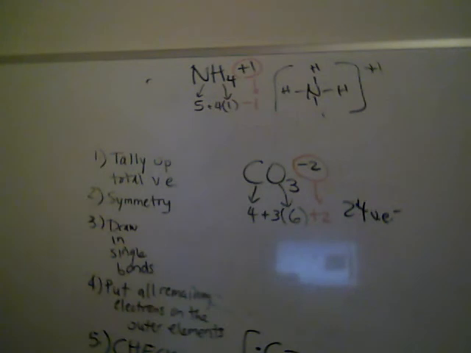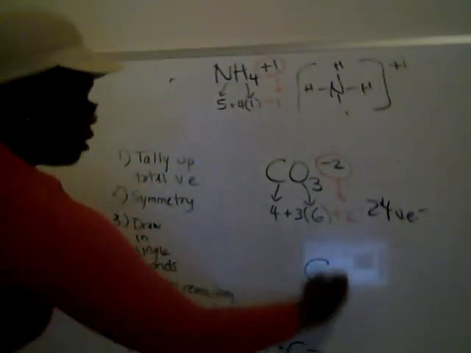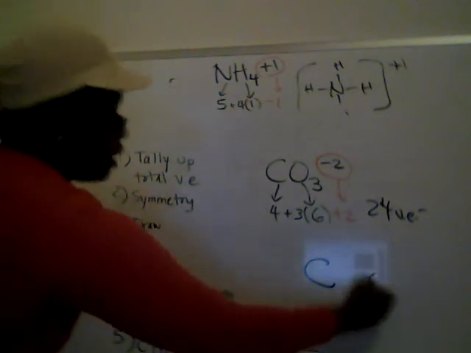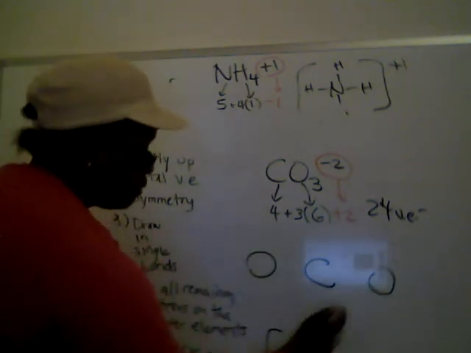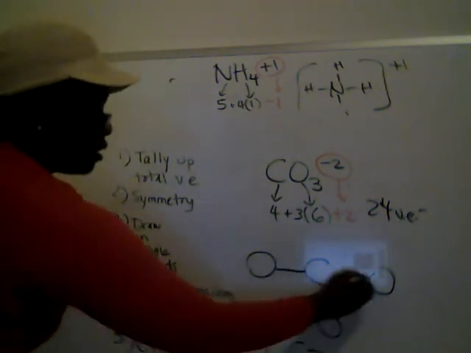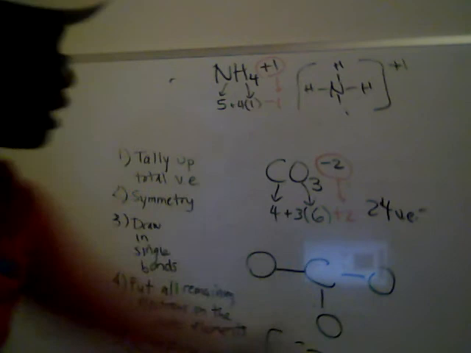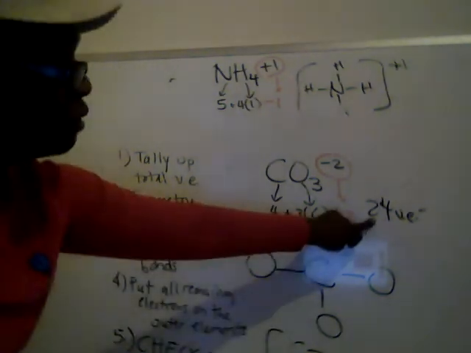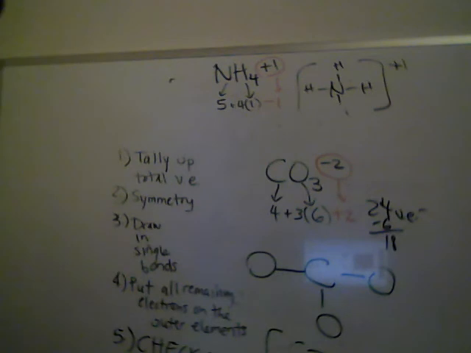Okay, again, we said chemistry is all about symmetry. So we're going to put the carbon in the middle and put oxygens on either side. Then we are going to draw in those single bonds, because we can assume that there is at least a single bond connecting all of them. Now that takes up 2, 4, 6 electrons. We had 24, so 24 minus 6, that's 18. So we have 18 left.